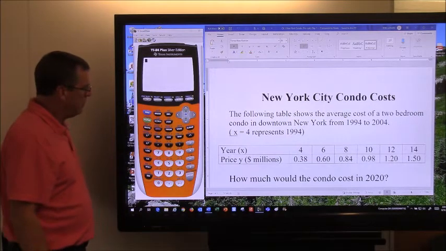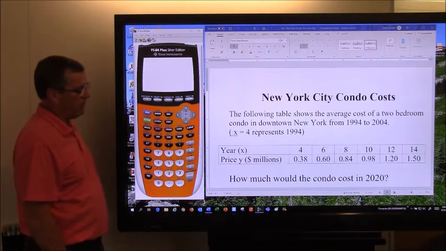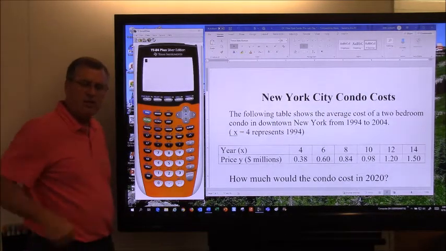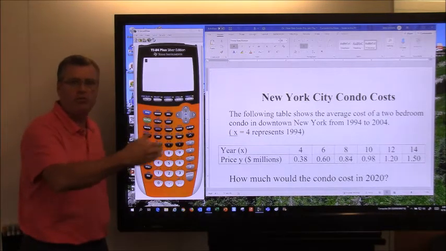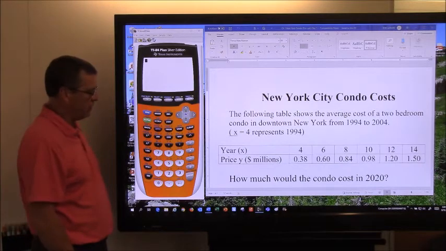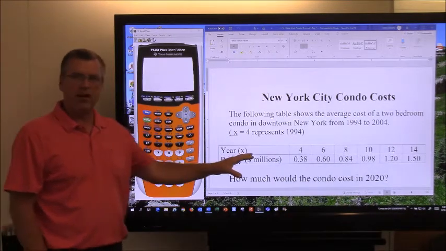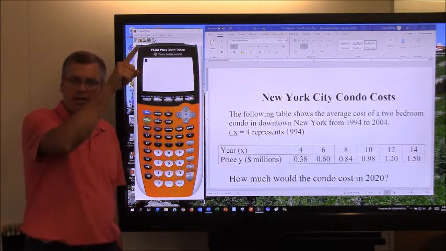All right? So to get this data into our calculator, these steps you probably want to write down because this is something we're going to do over and over and over again throughout the school year, all right? It's a common procedure. Right now we're doing them for straight lines, but later on we'll do them for parabolas or quadratic equations.